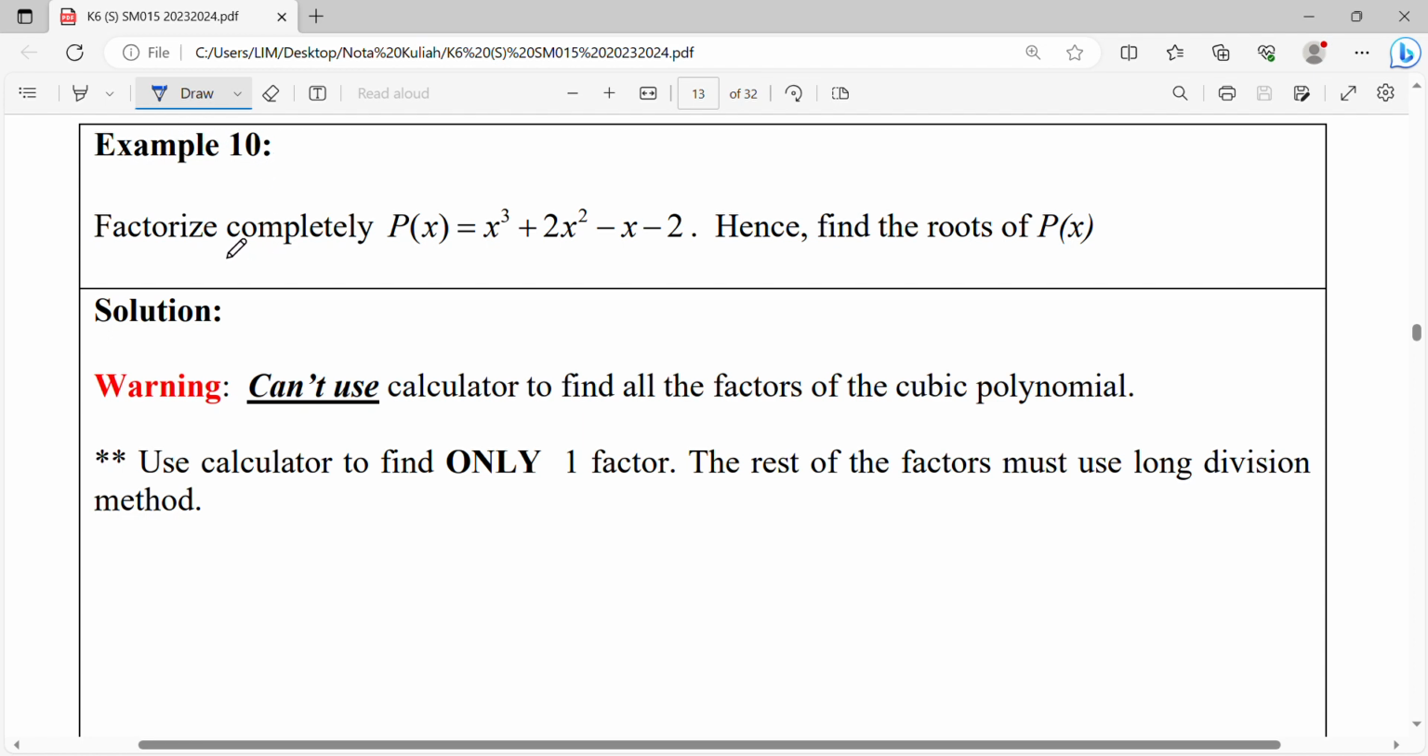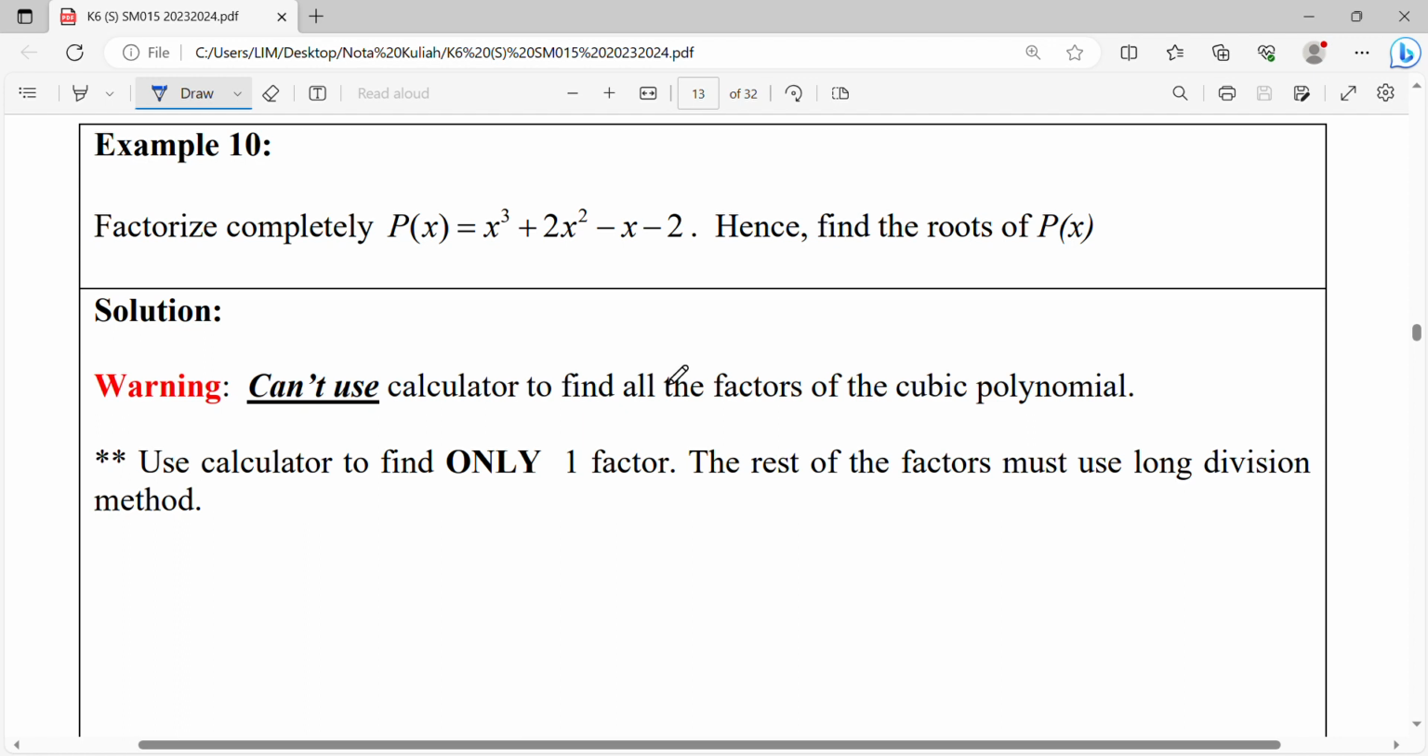For this example, we're going to factorize this cubic polynomial, hence find the roots for this polynomial. So warning: we can't use the calculator to find all the roots or all the factors as we did in topic 5 in order to draw the graph. That one is for drawing the graph to find the roots. So for this topic, we need to show out the working.